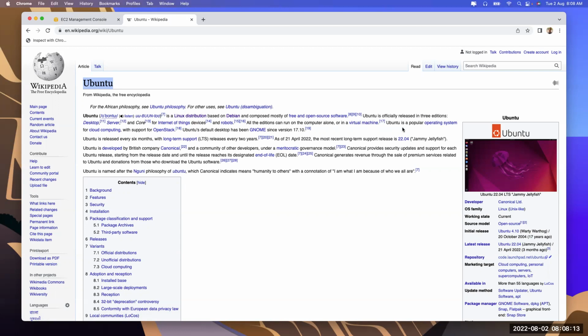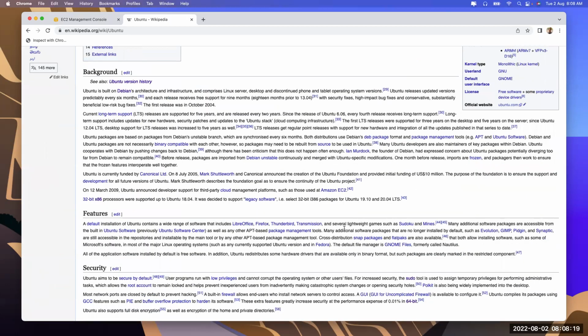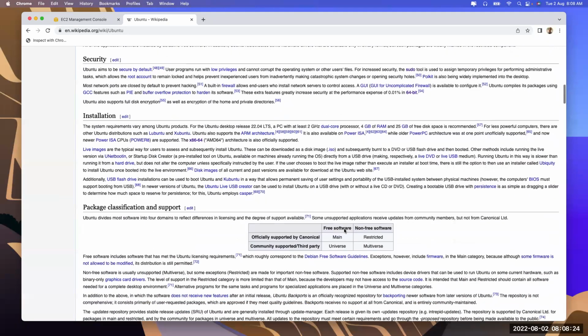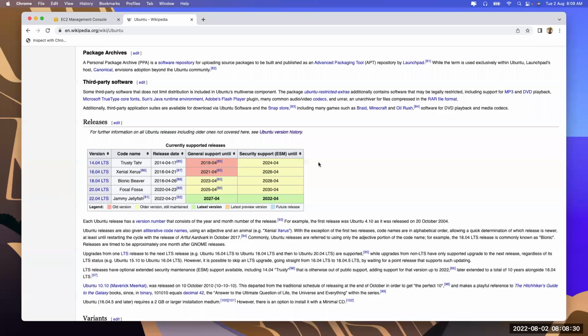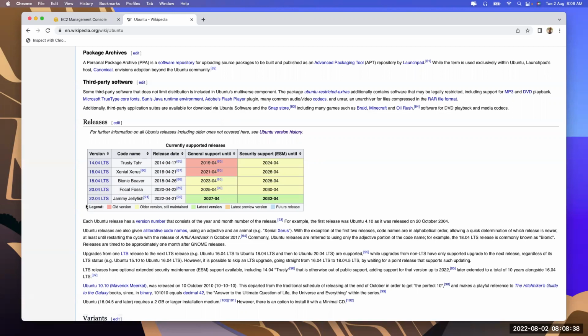Second, Ubuntu will release a new version every year, just like Mac OS, while Windows comes after many years. Every year there would be a new version of Ubuntu. For example, these are the versions: 14, 16, 18, 20, 22. Very quickly, 14 simply means it came in 2014, 16 means it came in 2016, similarly 18, 20, and 22.